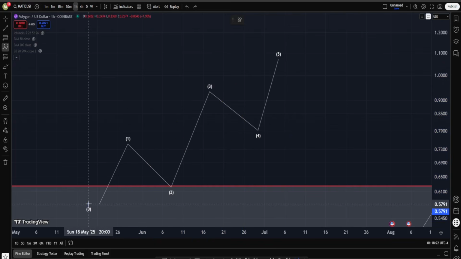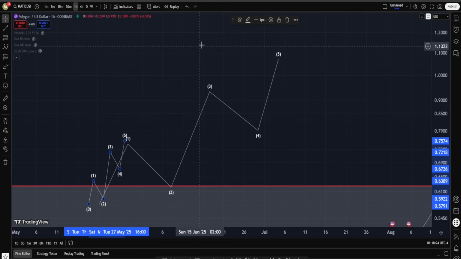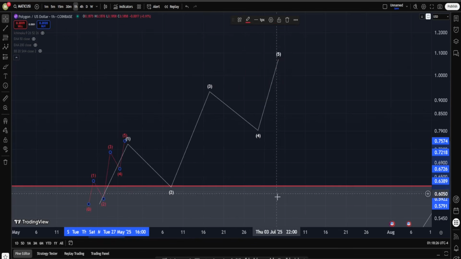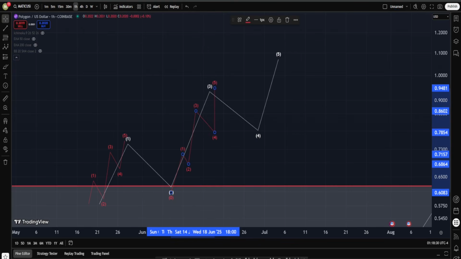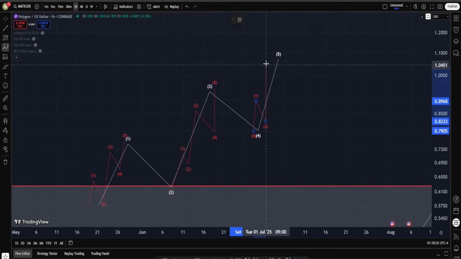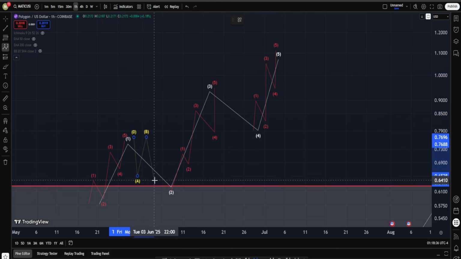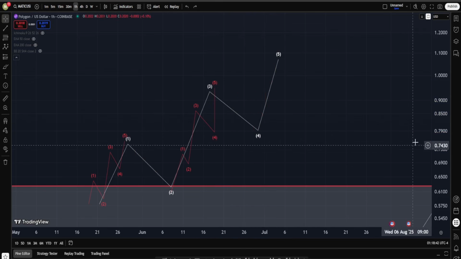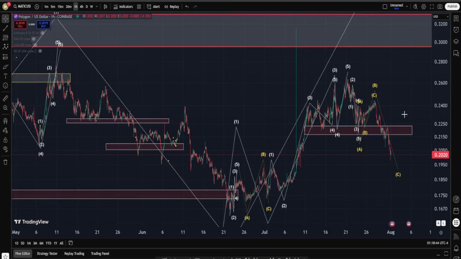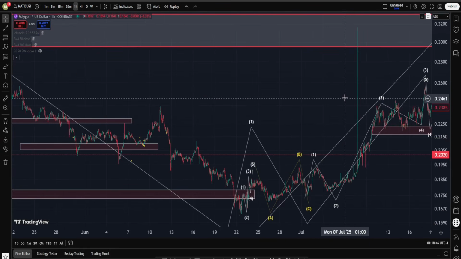And for our sub waves, you know what, if you are a regular viewer of the channel, 5 wave up into wave 1, 3, and 5. And for wave 2 and 4, we can consider so many different possibilities. It honestly doesn't really matter a whole lot. Let's say sure, ABC into wave 2, and yep, a WXY into wave 4. Now let's go on the live chart and see why we are so bullish and optimistic in Polygon.